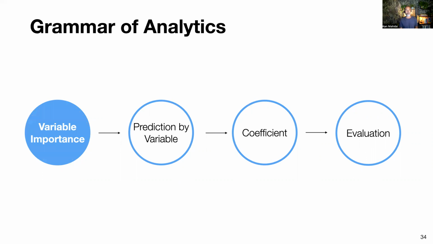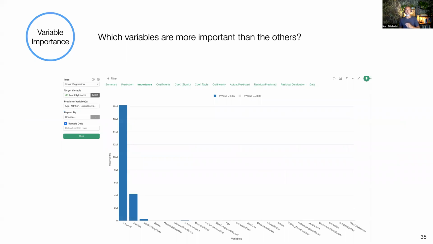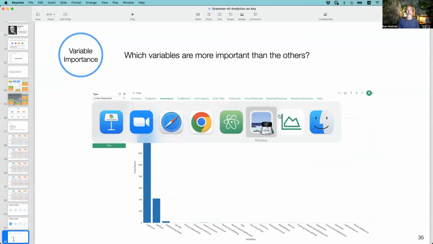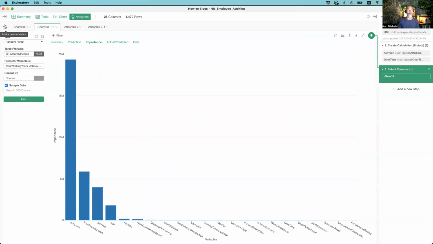And so first, let's start with variable importance. What this one does is you can answer the question of which variables are more important than the others in order to predict the target variable, the variable of your interest, right? So then you can see a sort of bar chart, and you go to the importance tab and see. So let me touch base on this one. Let me just create a prediction model here.